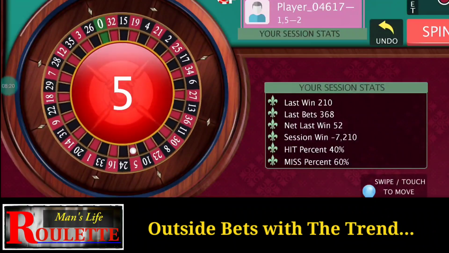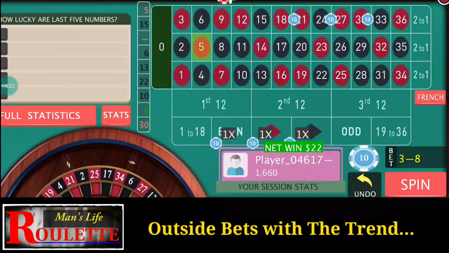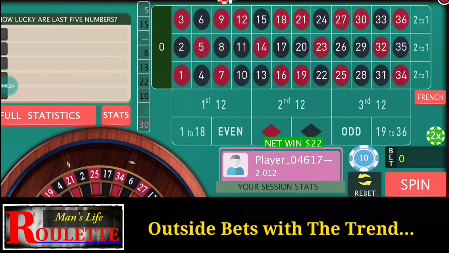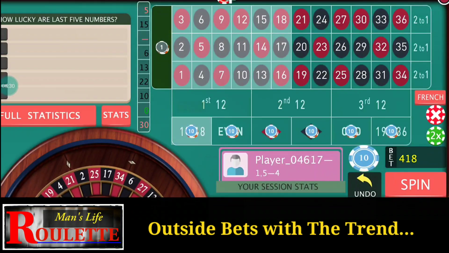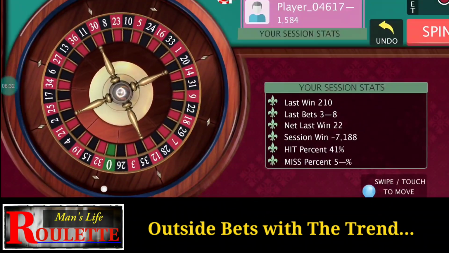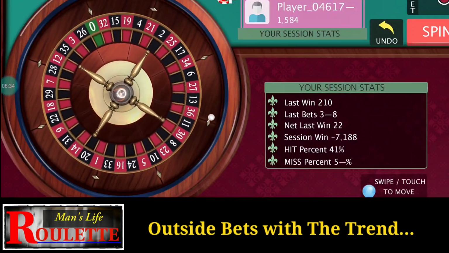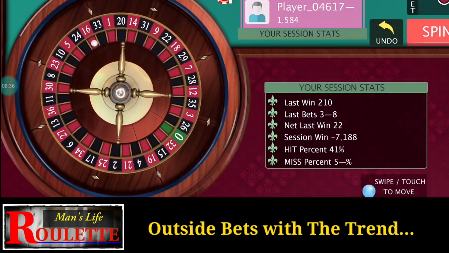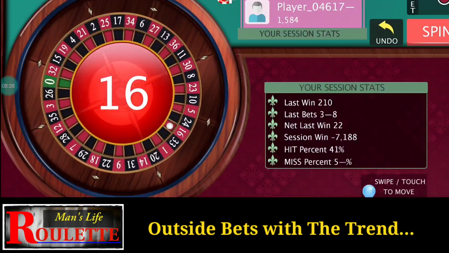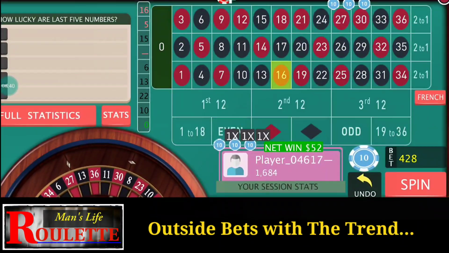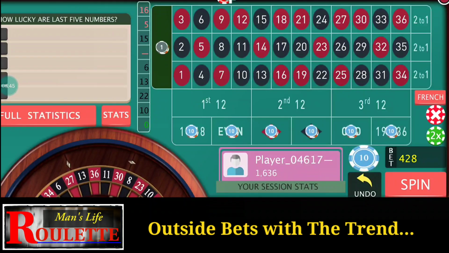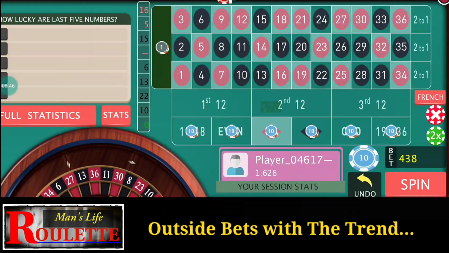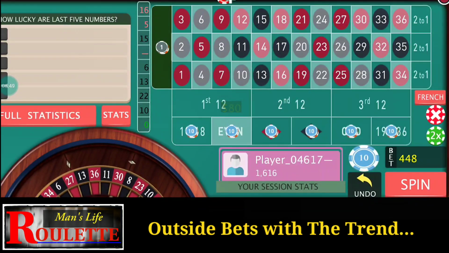Number 5, again I make some profit over here. So just repeat the bets, and last number is 5. It's red, smaller, and odd number. It's number 16, and I make some profit over here also. So just repeat and put my bets for number 16. It's a red, it's an even, and it's a smaller number.